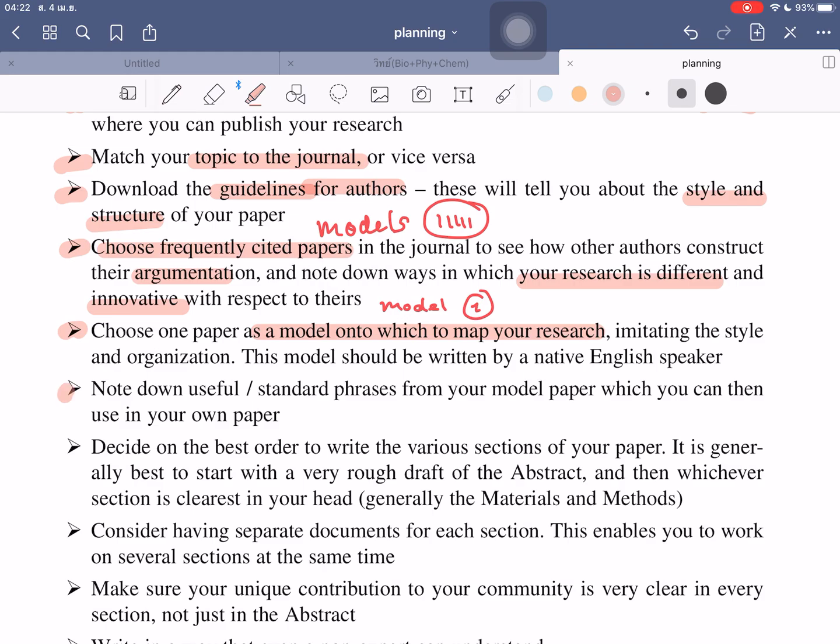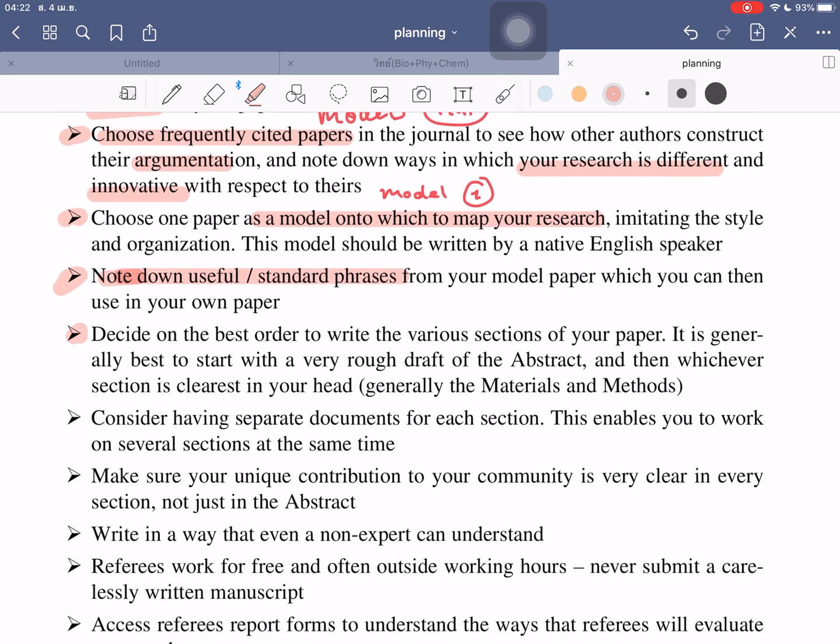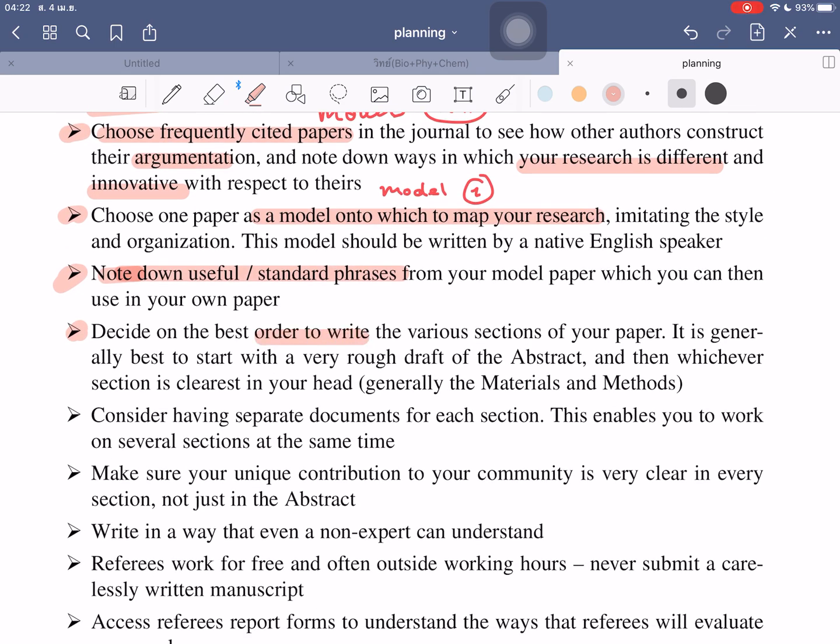And next, in summary, you note down useful phrases from your model papers that you can use in your paper. You learn the best order to write the various sections of your paper, the organization of your papers. Normally you draft the abstract and whichever sections, which could be materials, methods, and so on and so forth, and you have separate documents for each section. So you can work on different sections at the same time.